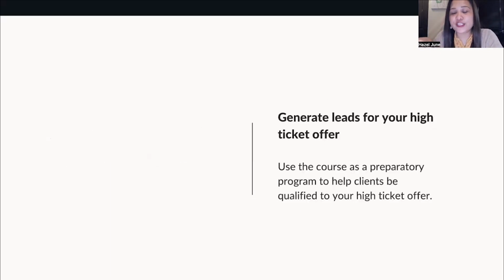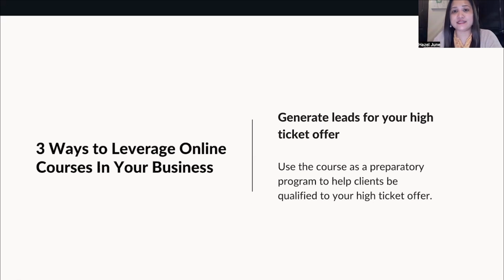Now, if we're going to use it to generate leads for your high ticket offer, so remember, if you're following the example, you have your core offer, which is the $1,500 coaching program. It's about how to generate 10K in your coaching business every single month. Now, for this second lever, you're creating an introductory or preparatory course so that they're more qualified.